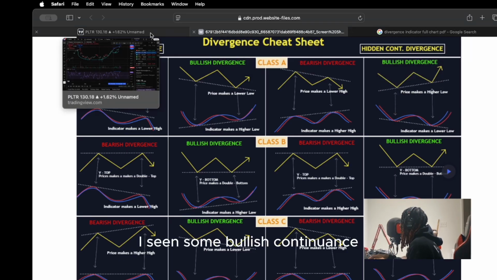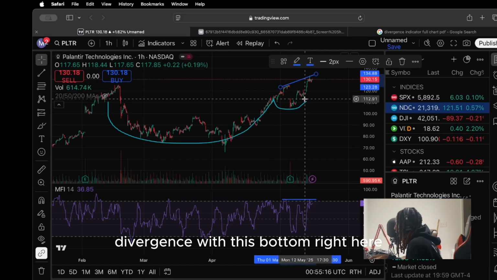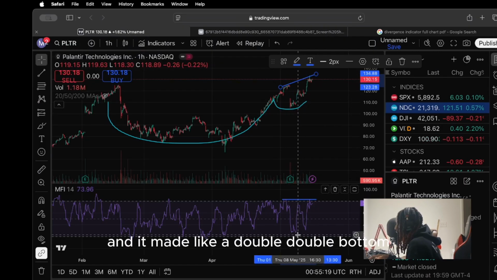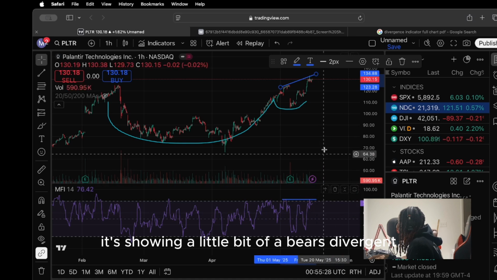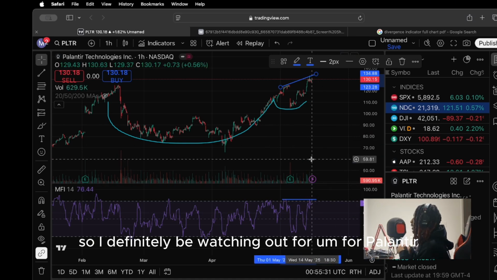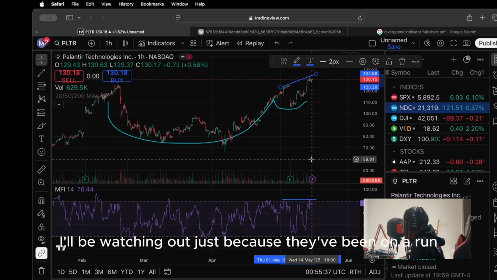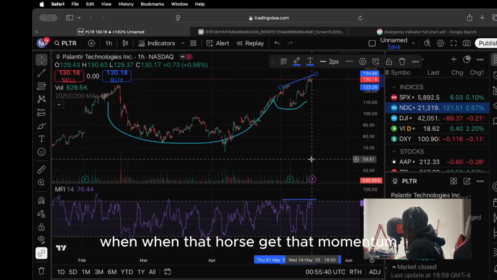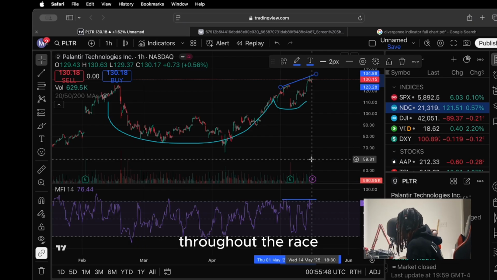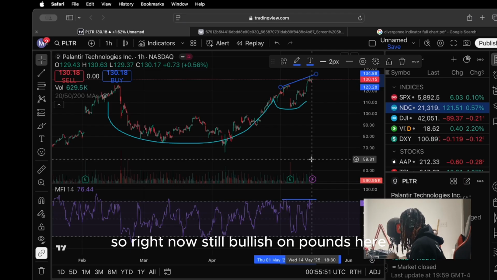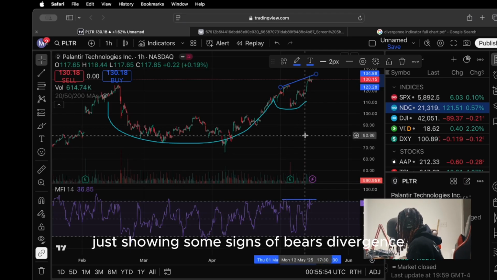Yesterday, I saw some bullish continuous divergence with this bottom right here and this bottom, and it made like a double bottom. But right now, it's showing a little bit of a bearish divergence. So I'm definitely gonna be watching out for Palantir, just because they've been on a run, but at the same time, when that horse gets that momentum, sometimes you gotta just let it run, and we'll just see what happens throughout the race. So right now, still bullish on Palantir, just showing some signs of bearish divergence.